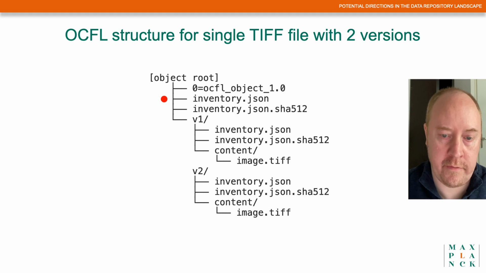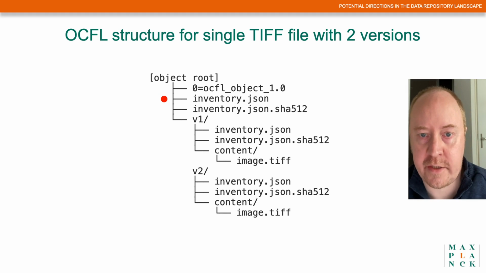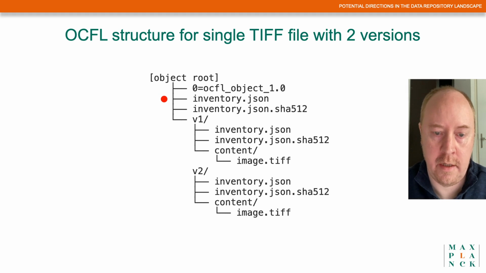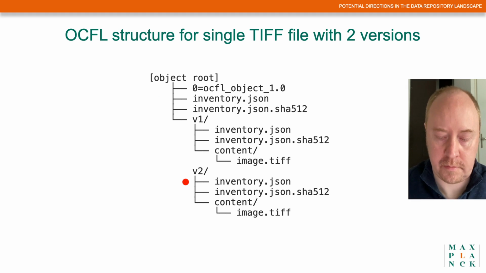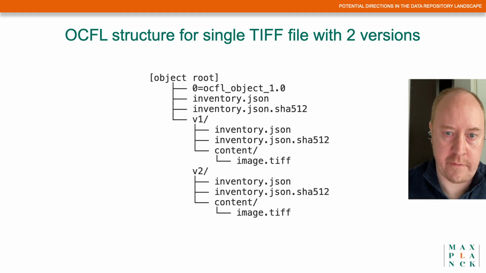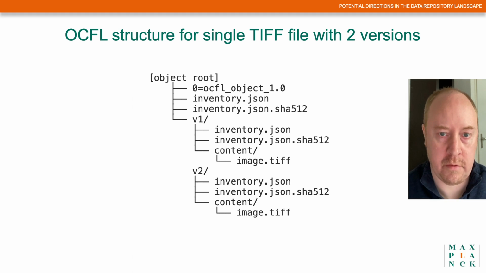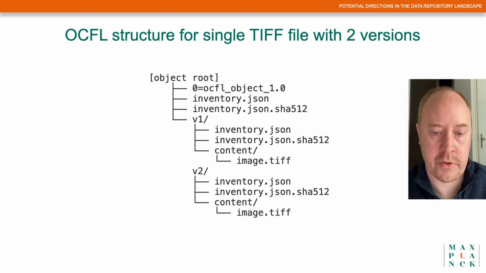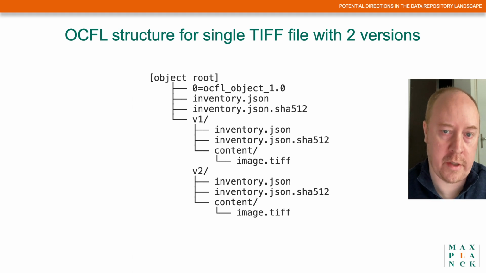This inventory here at the very top is the inventory of the latest version. So this is basically a copy of this version 2 inventory in this case. So that's what OCFL looks like for a single file with 2 versions. Now you can also structure a whole collection or even a whole repository in such an OCFL structure.